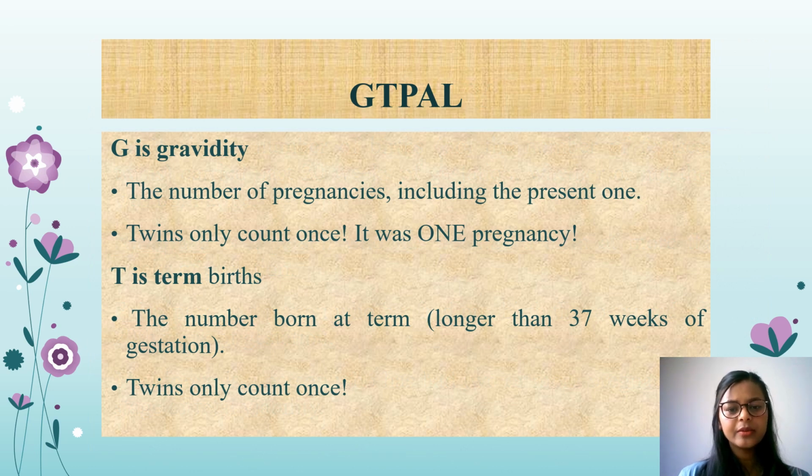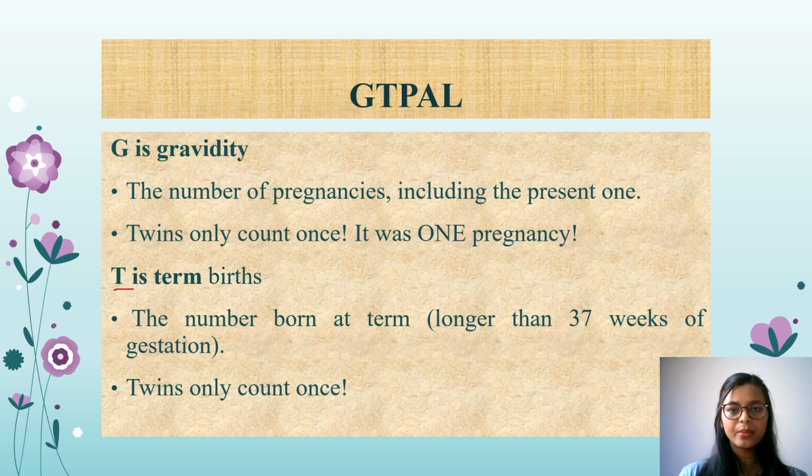Let's talk a little bit about GTPAL. G is gravida, T is term, P is preterm, A is abortion, and L is living. So G refers to gravidity. Gravidity is the number of pregnancies, including the present one. So if the woman is pregnant for the second time, that is gravida 2. Twins only count once because the woman was pregnant only once. So it was one pregnancy, not two, even with twin babies. So that's why we count twins only once.